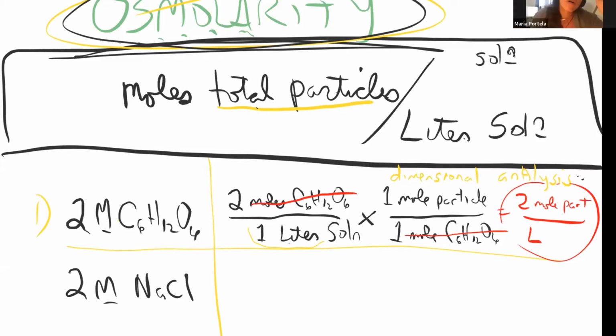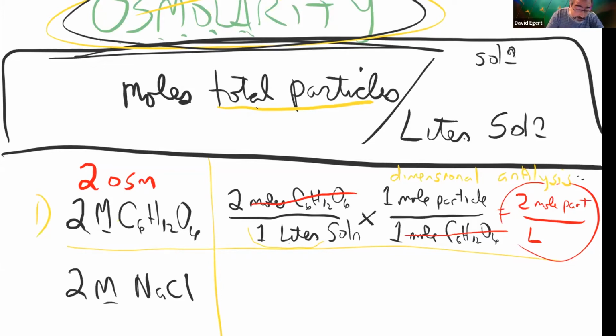That will be 2 moles of glucose in 1 liter of solution. This is going to just be what we call 2 osmolar, because that means 2 moles of particles per liter. So does that make sense? So it seems like, okay, why do we have osmolarity and molarity?